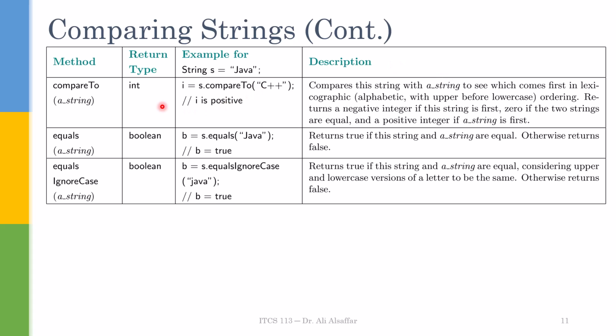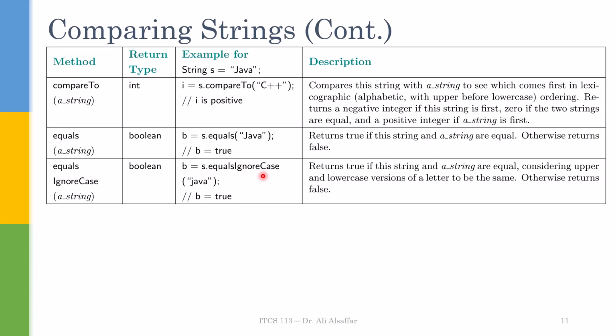So how to use them? Here is an example. If we have a string called s, and this is how to use equals. We say s dot equals, and we give the other string. So here we are comparing Java with Java, and all of them have the same letters, and since it uses lexicographical ordering and they have exactly the same letters, the return value will be true.